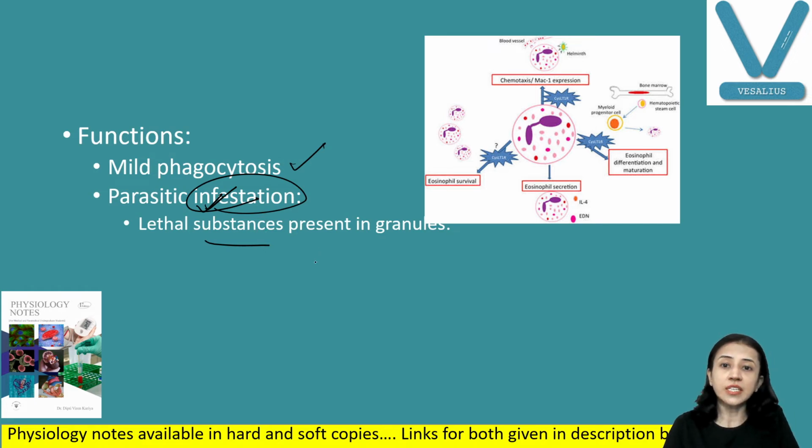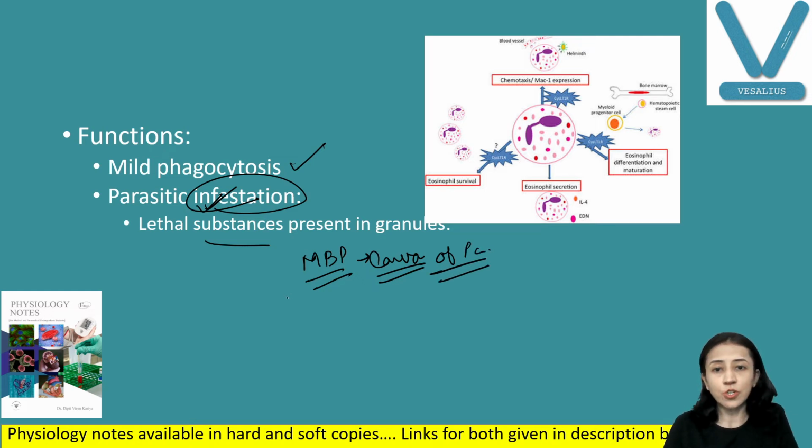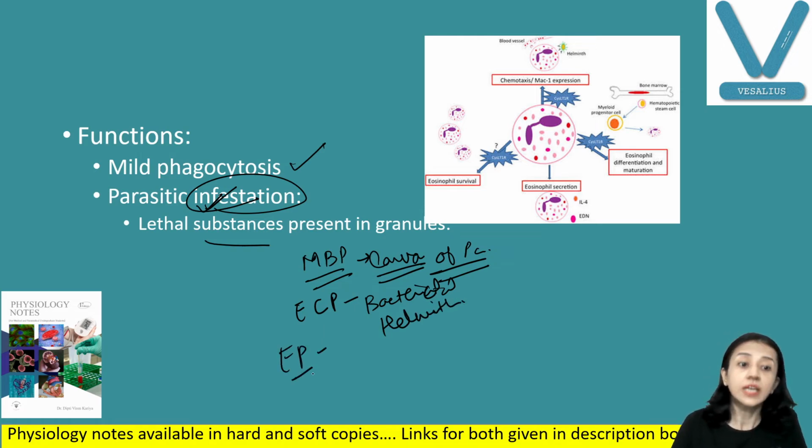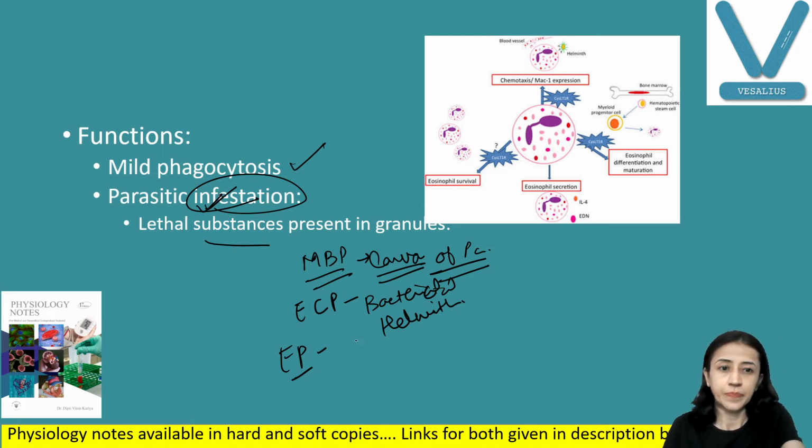They release major basic proteins which are larvicidal peptide. Larvicidal means they cause destruction of the larva of parasite. As well as they also release eosinophilic cationic protein which is having bactericidal action, and mainly they destroy helminth, that is also a parasite. Eosinophilic peroxidase is also there. They also destroy helminth, parasite, as well as tumor cells.